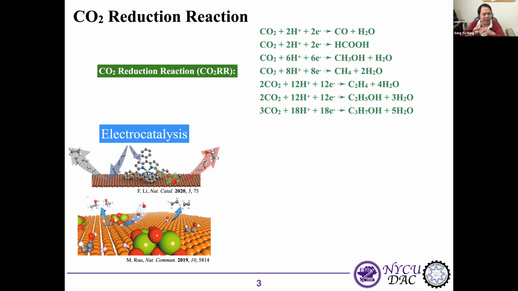And I want to highlight that electrocatalysis is very charming, because it can produce almost all products. As we use different catalysts, we can obtain every product we want. So the main goal of electrocatalysis is to enhance the overall selectivity, because we have so many products for electrocatalysis.